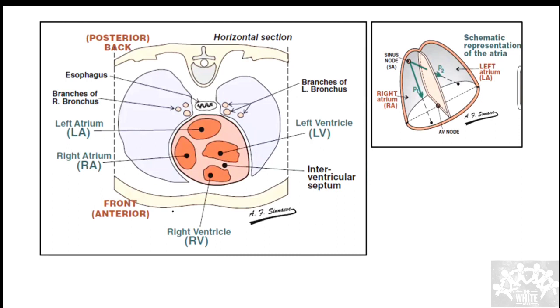So if we take a horizontal section, this is the anterior surface of the heart. This is the anterior, this is the posterior. So I'm seeing it from the top. If I am going to stand in front here, the first part is going to be the atrial activation because the RA is the first to get activated here. So you can see the RA is the first to get activated, and once it gets activated, it comes in this direction.